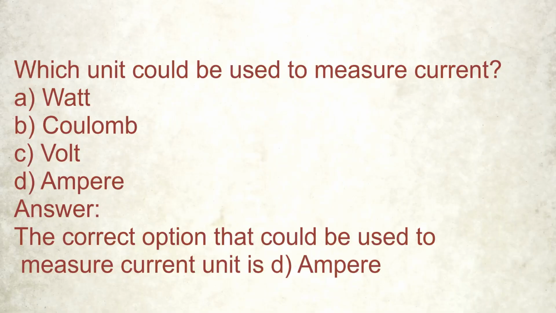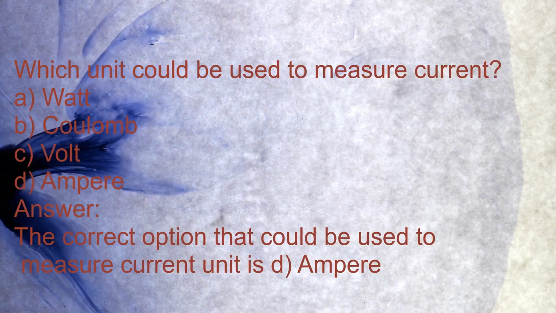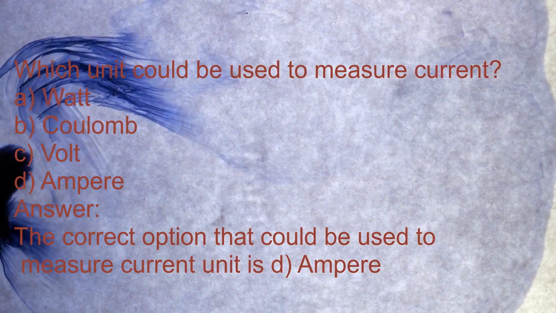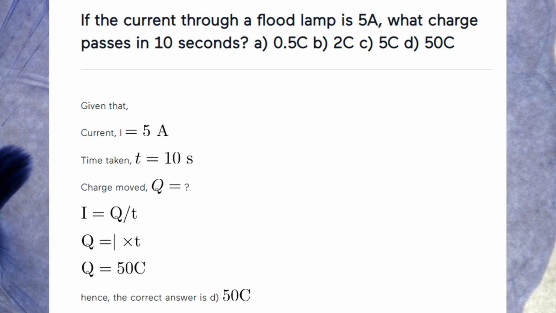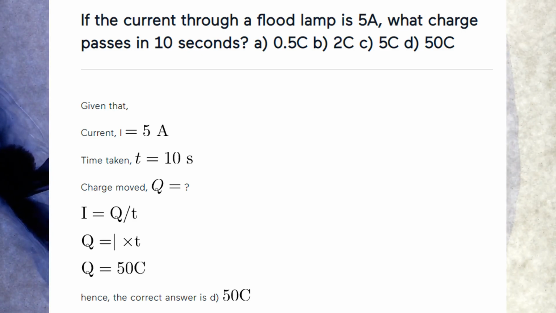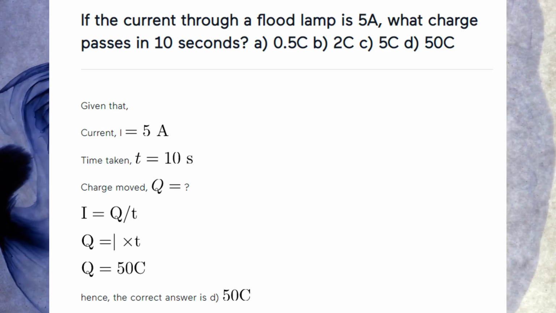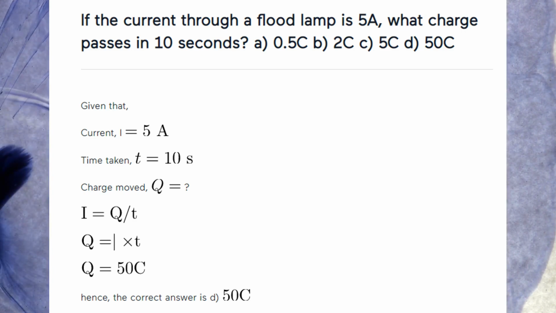Q29. Which unit could be used to measure current? A. Watt. B. Coulomb. C. Volt. D. Ampere. Answer: the correct option that could be used to measure current is D. Ampere. Q30. If the current through a flood lamp is 5 A, what charge passes in 10 seconds? A. 0.5 C B. 2 C C. 5 C D. 50 C. Answer: given current I equals 5 A, time taken T equals 10 s, charge moved Q equals I times T equals 50 C. Therefore, the correct option is D. 50 C.